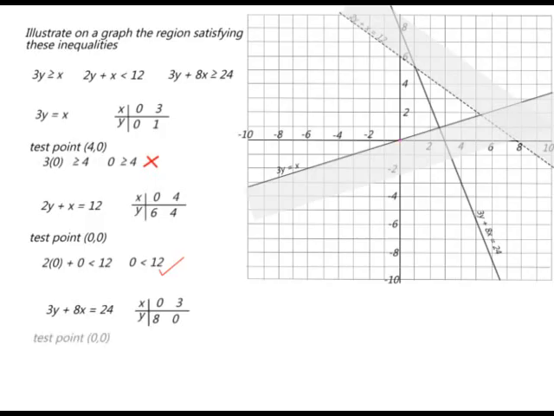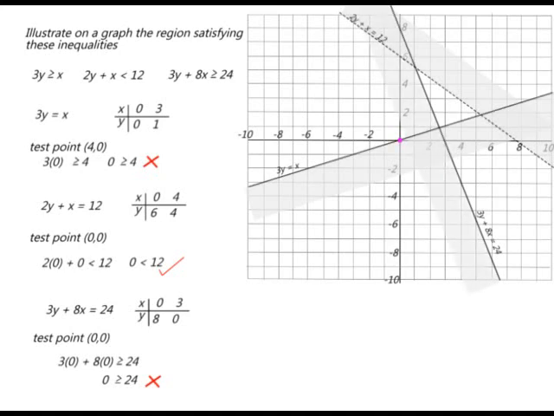Test point, we can take 0, 0. When we substitute, 3 times 0 plus 8 times 0 is greater or equal to 24. We get 0 is greater than 24. Of course, this is not true. And so that point lies on the unwanted side of the line, and we shade it.